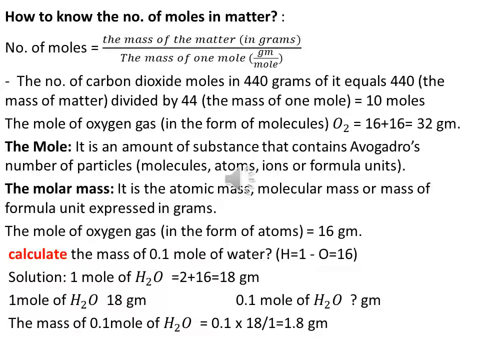Calculate the mass of 0.1 mole of water. First, we must calculate the molar mass of water. H2O: 1 times 2 plus 16. So the molar mass of water equals 18 gram. 1 mole of water equals 18 gram. So 0.1 mole of water equals 0.1 times 18, equals 1.8 gram.